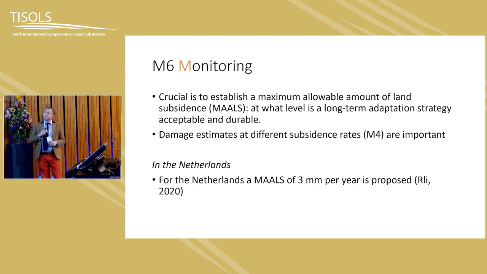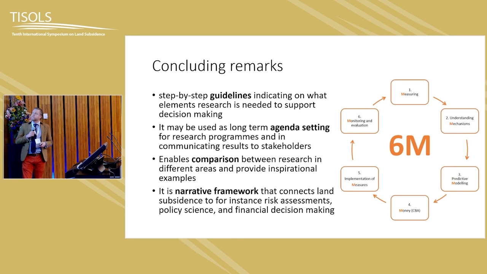For this, it's really important to have these damage estimates. So you cannot follow this amount with monitoring if you don't have the damage that is occurring for these different scenarios. Now, we proposed a couple of years ago a maximum allowable amount of land subsidence of 3 millimeters per year, which seems fair because then you have 30 centimeters in a century. That's something that we could work with in the Netherlands, but this is still very much debated.